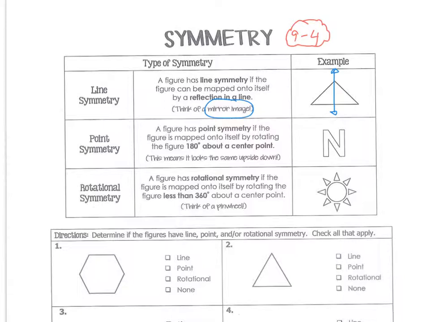So let's move on to point symmetry. A figure has point symmetry if the figure is mapped onto itself by rotating the figure 180 degrees. So that's your key point right there: 180 degrees around a center point. So look at this N. We like to use a lot of letters in symmetry. The very center of the N, wouldn't that be right about here? So put a point right there.